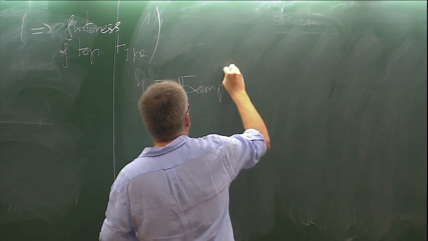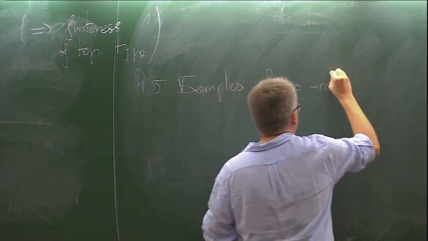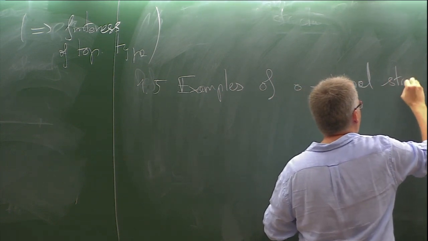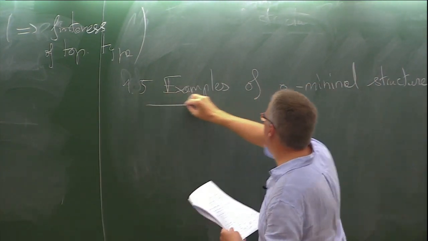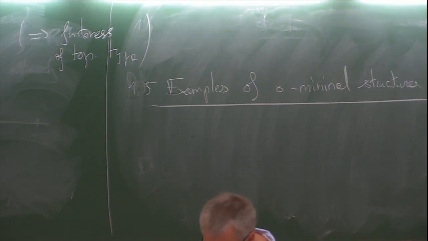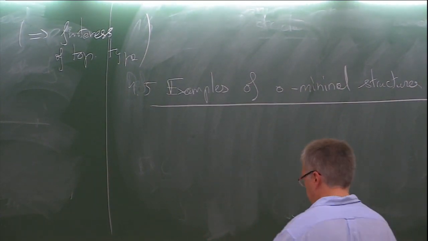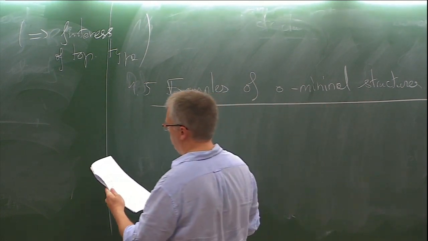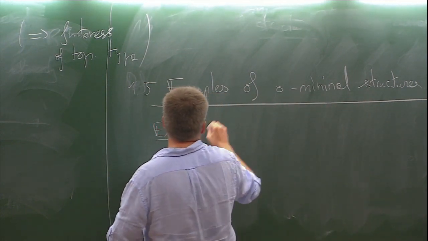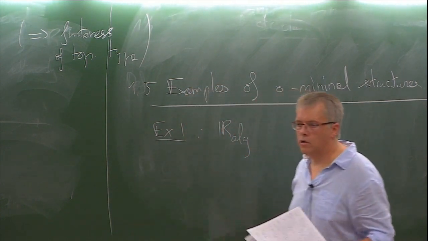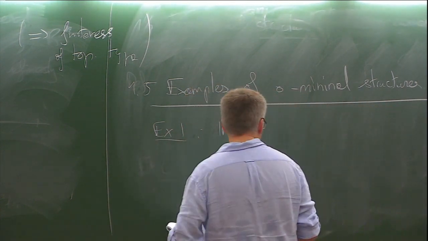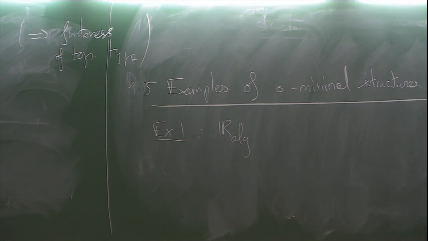So, examples of o-minimal structures. The first example, well, you already saw it. This is R_alg, the collection of semi-algebraic sets. So what will be convenient is that in some sense, there is a dual description of definable structures. I gave the definition using sets, but you could start from the functions rather than from the sets.